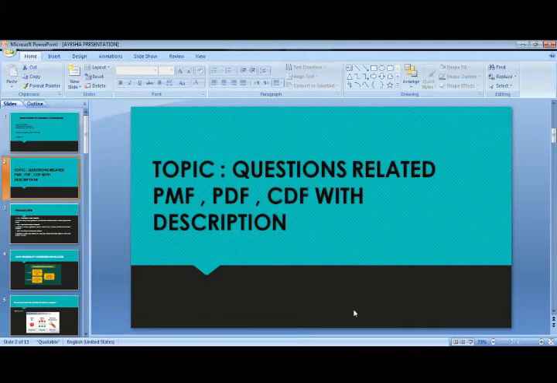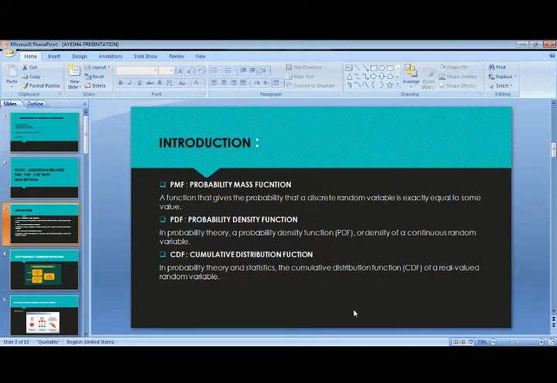So, today the topic that is given to us is questions related to PMF, PDF, CDF with description. I'm just going to give you a short introduction about PMF, PDF, and CDF. Basically, PMF stands for Probability Mass Function. PDF stands for probability density function and CDF stands for cumulative distribution function.